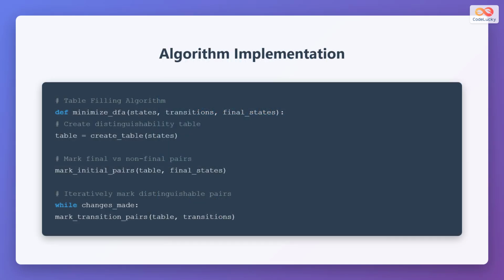Here is a snippet of code to implement the table filling algorithm. The minimize DFA function takes the set of states, the transition function, and the set of final states as input. First, a distinguishability table is created. Then, initial pairs of final and non-final states are marked. Finally, the algorithm iteratively marks distinguishable pairs based on their transitions.